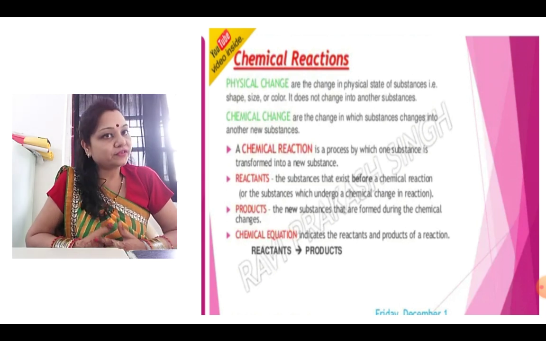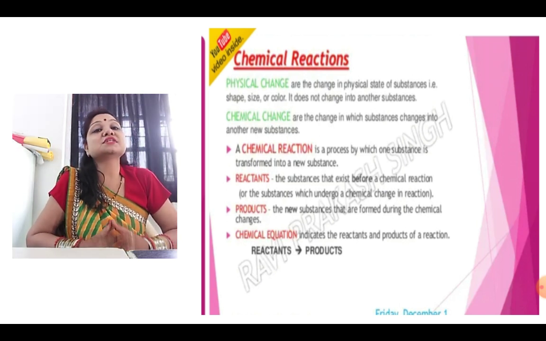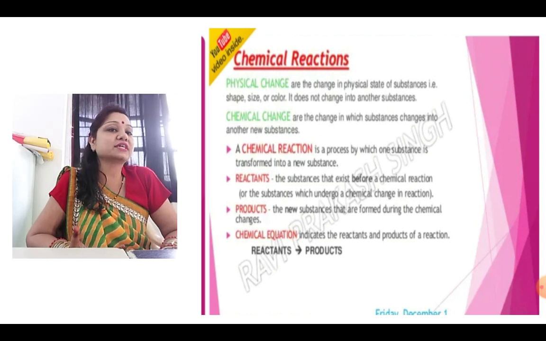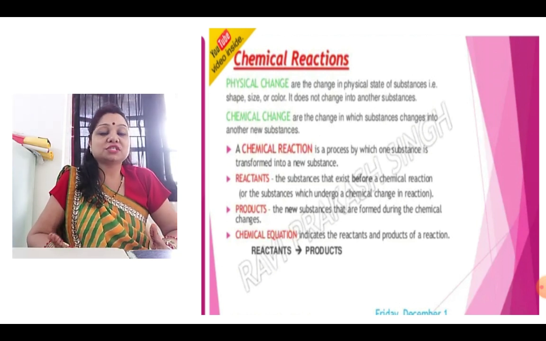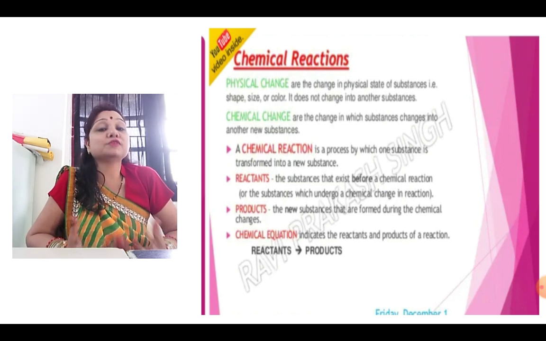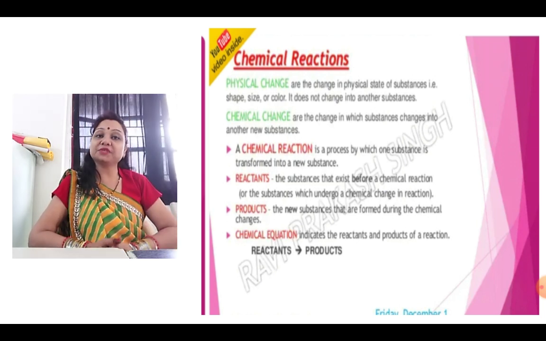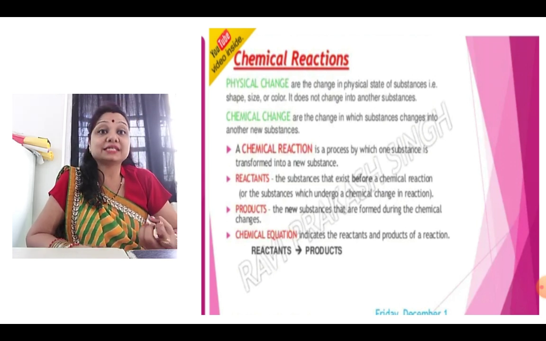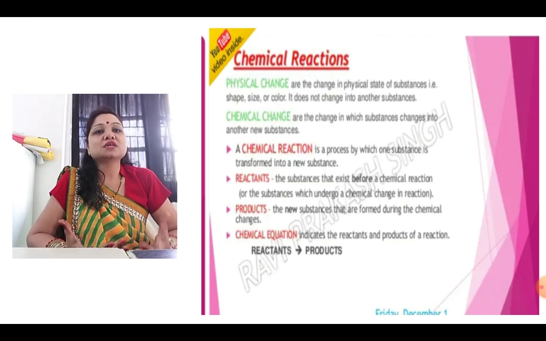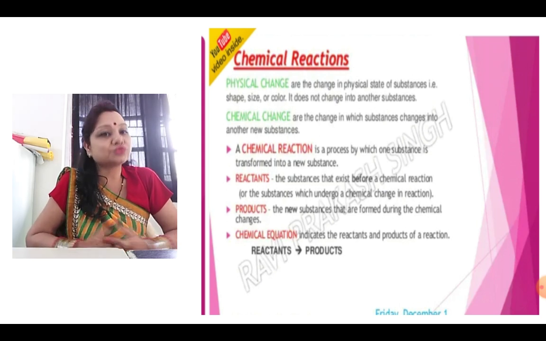Fine. Physical changes, the examples are so many, like melting of ice cream, melting of ice, melting of wax, or the change in shape of a balloon when we blow air in it. Okay, and chemical changes are when a new substance is formed. Like if we burn the paper, we get the ash, that is a new substance. So in chemical change, we get a new substance.